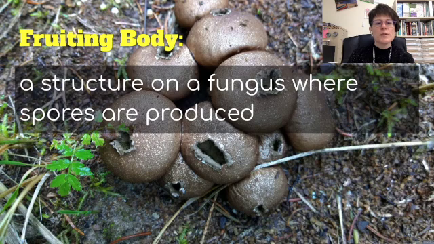Those spores are contained in the fruiting body. This is a structure on a fungus where spores are produced. So this part on the outside is the fruiting body. The fruiting body of a mushroom would be the mushroom cap. That's the part that we usually associate with fungus and identify with the most. When we talk about mushrooms, we're talking about the fruiting body, the reproductive structure of the fungus.